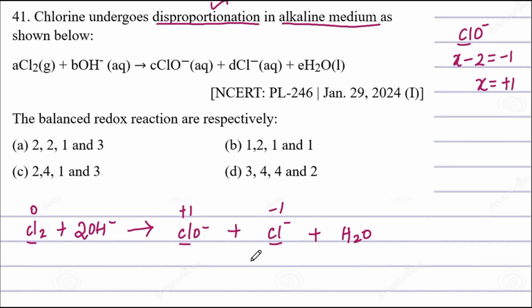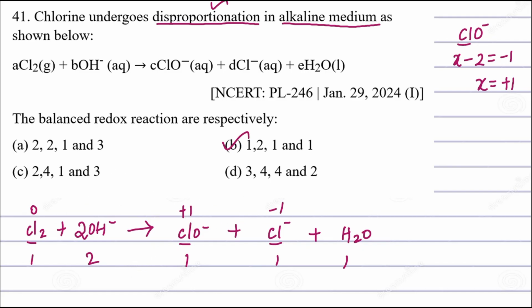No need to see the half reactions because already the number of electrons are the same. The number of electrons lost is equal to the number of electrons gained. So we have balanced the oxygen and hydrogen atoms. So what are the coefficients? 1, 2, 1, 1, 1. So the coefficients are 1, 2 and 1.